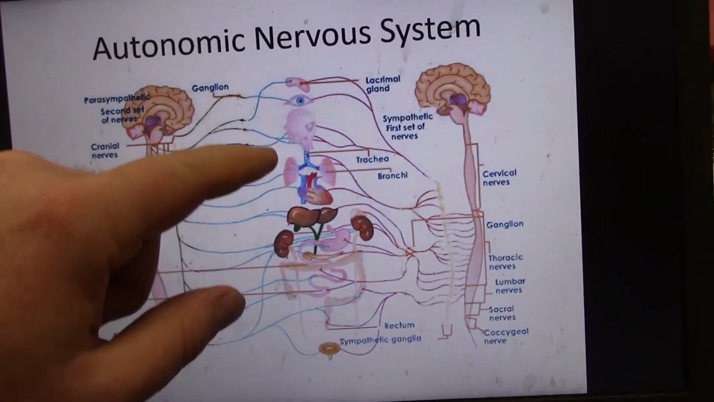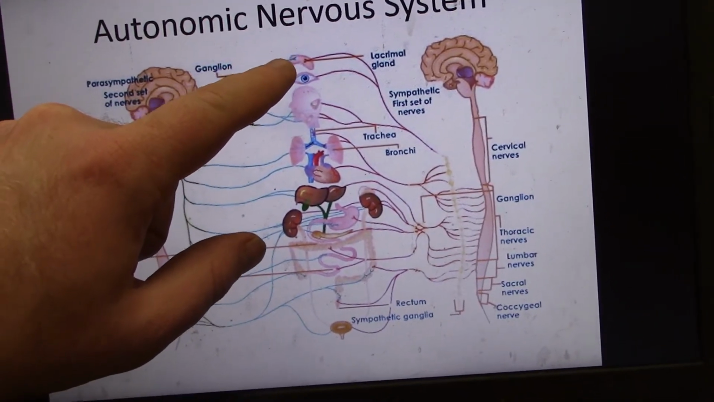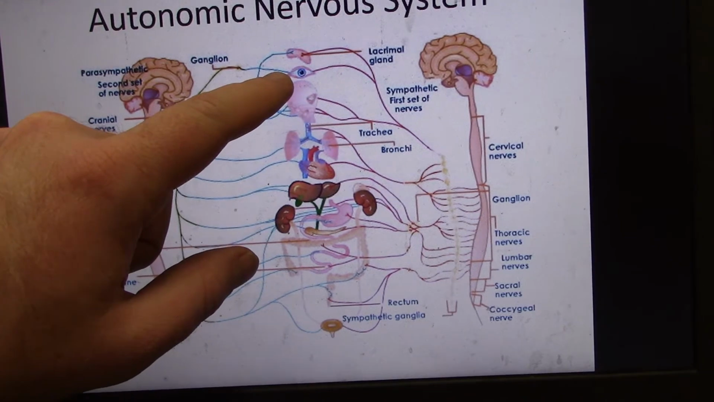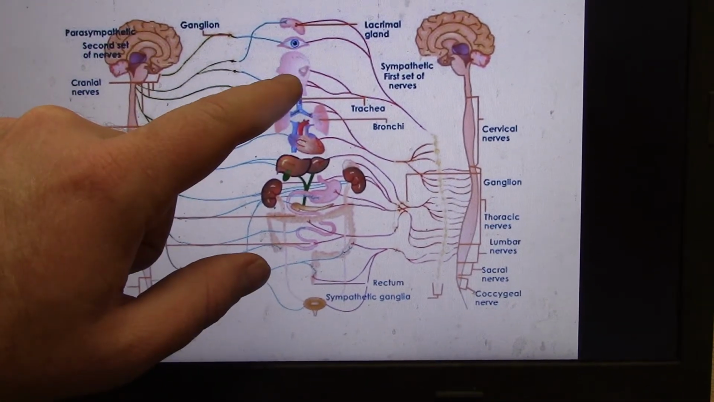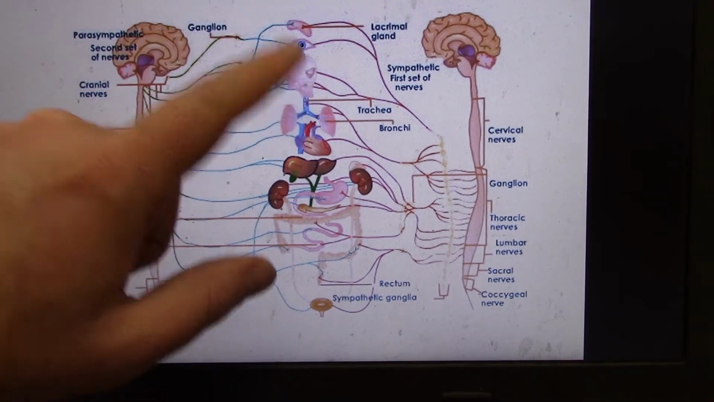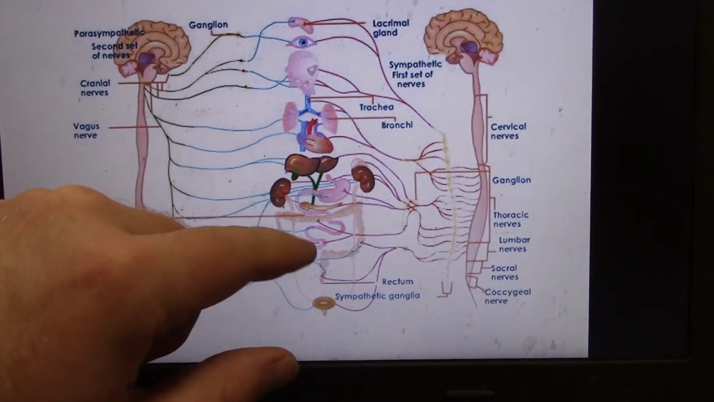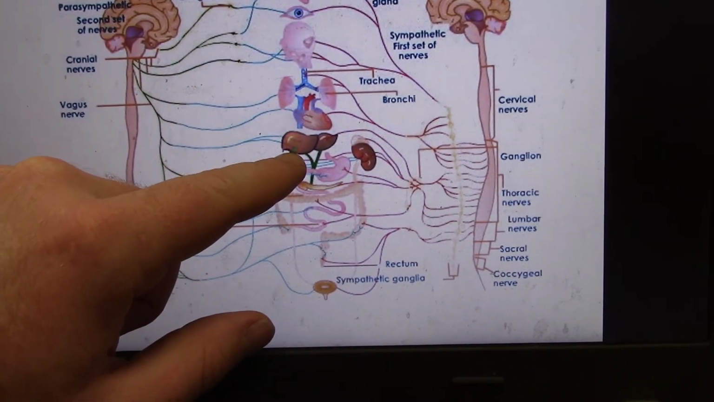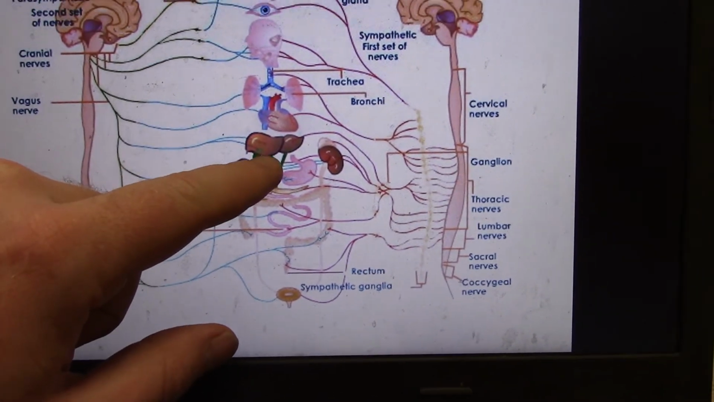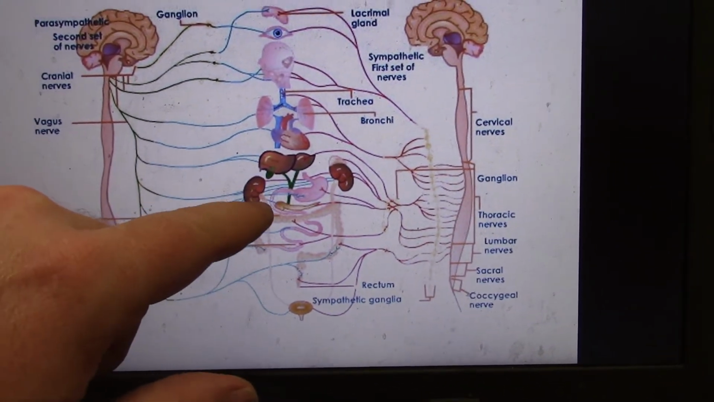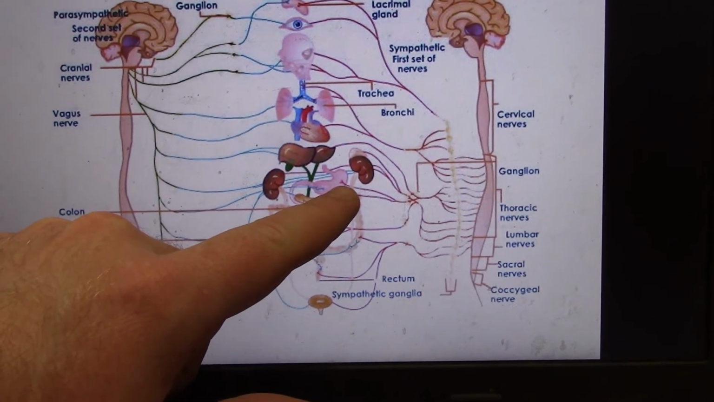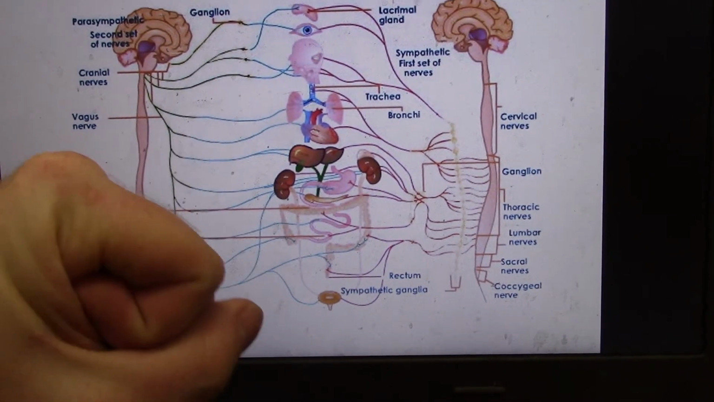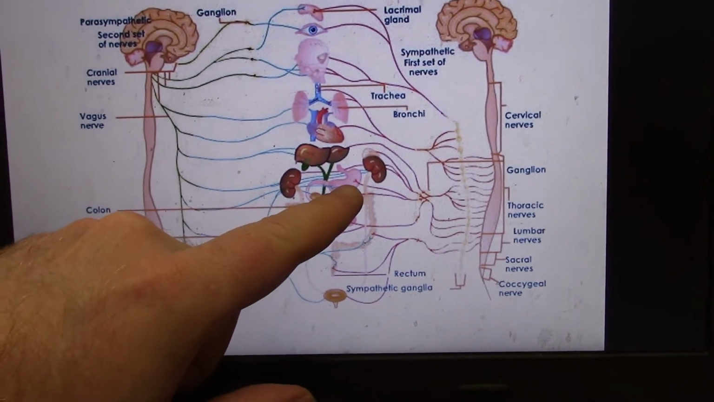So you can see different organs. This is a salivary gland. This is the eye. These are lungs and breathing rate. This is heartbeat. This is the liver. These are kidneys, so kidney filtration. The stomach itself, when it starts to take in food, will contract and release gastric juice. We don't have to think about doing that.